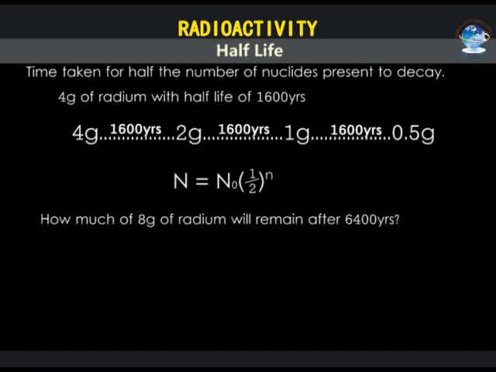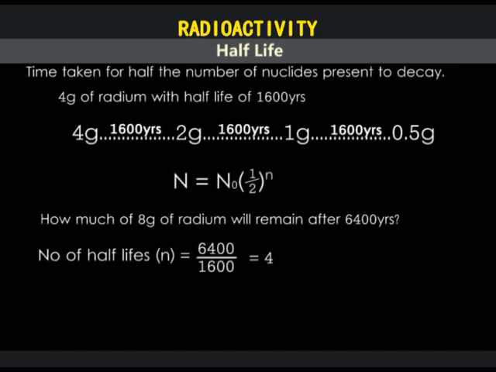Our formula: N = N0 × (1/2)^n. First we calculate n, the number of half-lives. One half-life is 1,600 years, so 6,400 years is equal to 4 half-lives. That is simply 6,400 divided by 1,600. So N is equal to 8 times (1/2)^4. N is equal to 8 times 1/16, which is equal to 0.5 grams. This is the amount that will be remaining after 6,400 years.